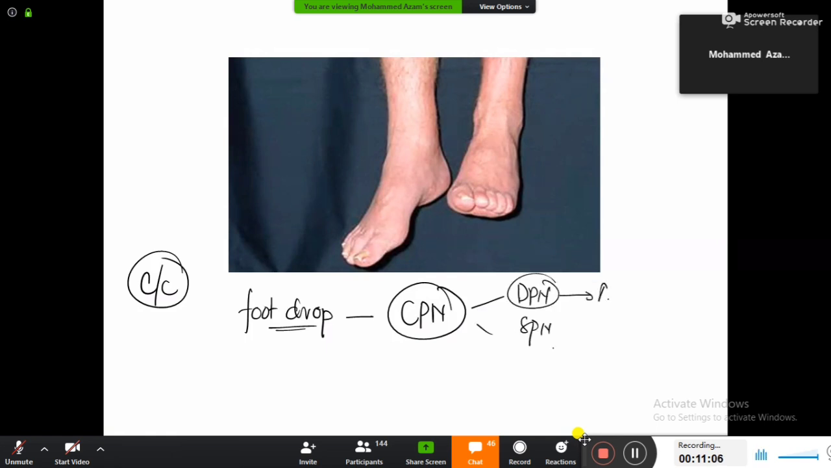Deep peroneal nerve is supplying to which muscles? Anterior compartment of leg. In the anterior compartment of the leg, which muscles do you have, guys? Extensors. So that means what is going to happen? If common peroneal nerve is gone, deep peroneal nerve is also gone, anterior compartment muscle is gone, then extensor is gone. If you are unable to extend the foot, the foot will drop.